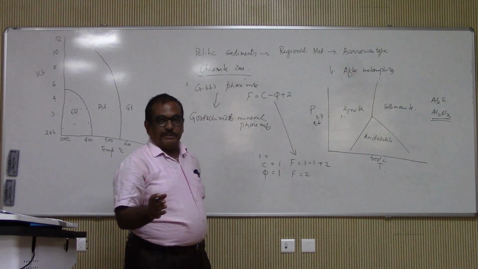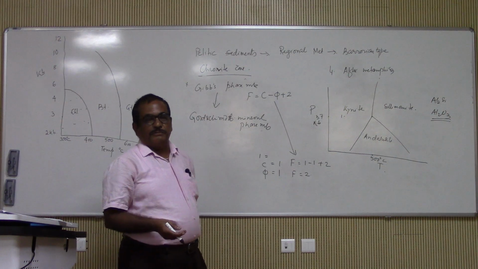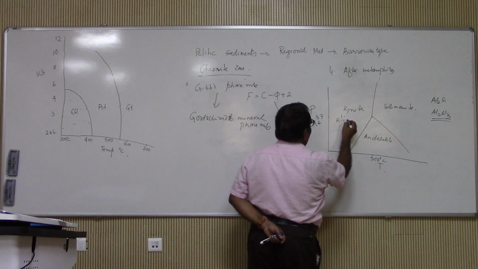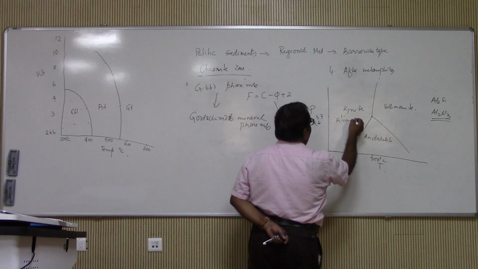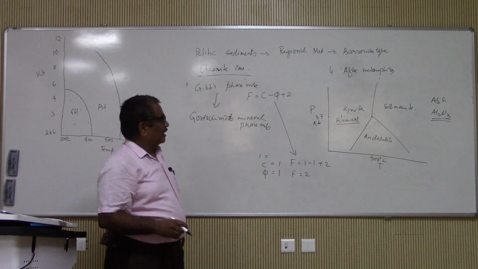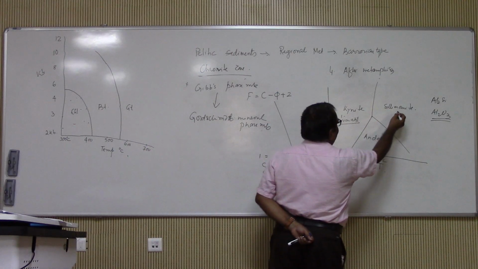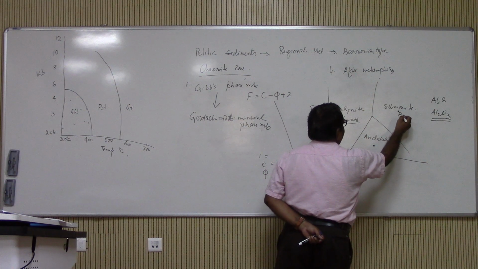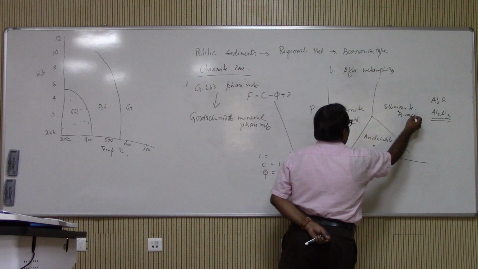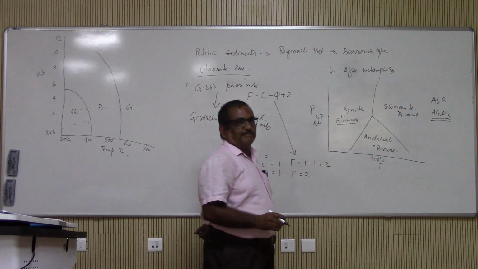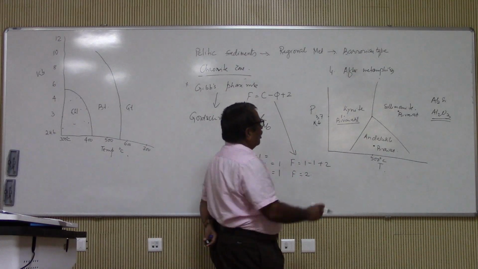So temperature and pressure, you can vary both. So this point is a bivariant point. Any point in this field is bivariant. Now how about these points? This point, this point, these are all bivariant points. This is also a bivariant point. Understood? Now how about this?